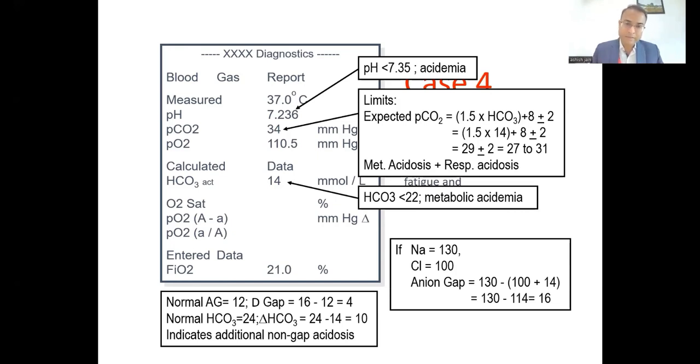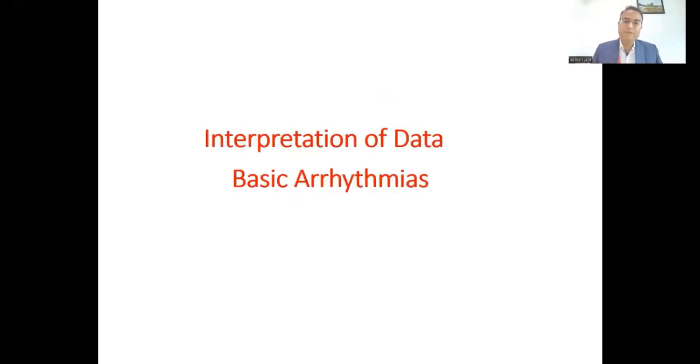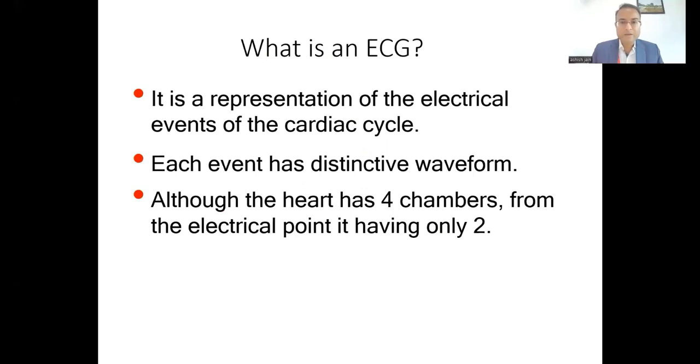Gap, if we calculate, it is high anion gap metabolic acidosis. And if we check the delta anion gap and delta bicarb, it indicates that the delta bicarb is higher than the delta anion gap, indicating it is associated with non-gap metabolic acidosis also.